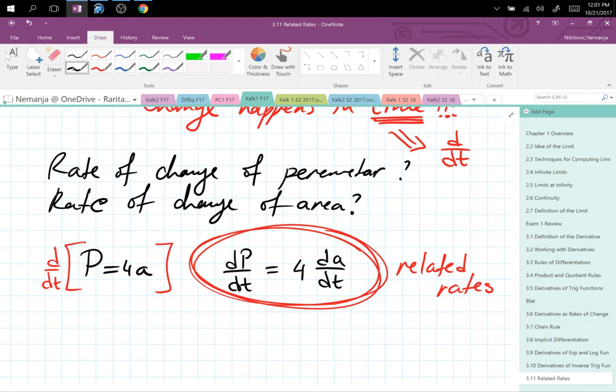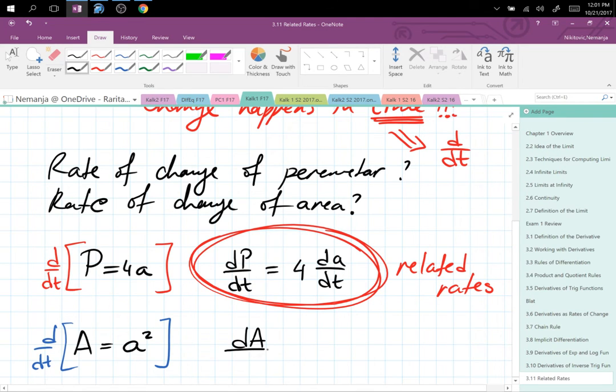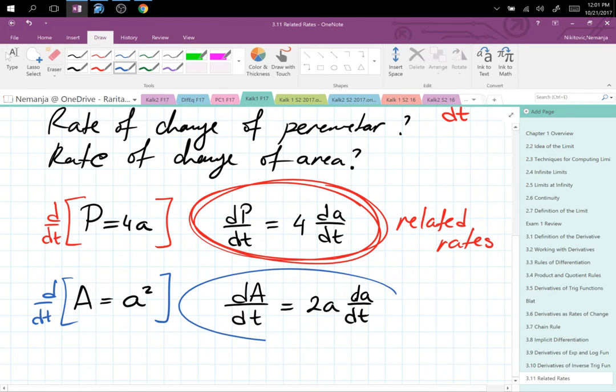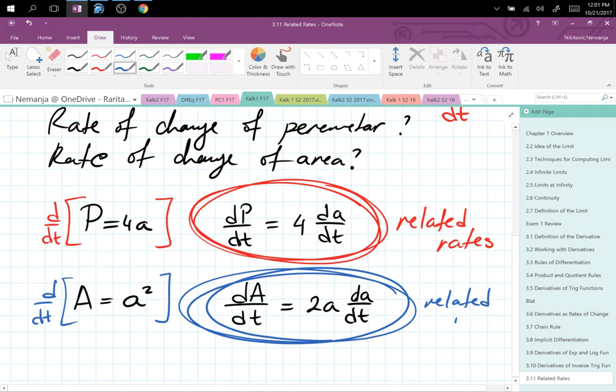To answer the second question, I have that the area is equal to A squared. I hit this with the derivative in time, and I get the rate of change of area in time is 2A dA dt. This is also related rates. As you can see, the formula is now different because we were working on a different concept.